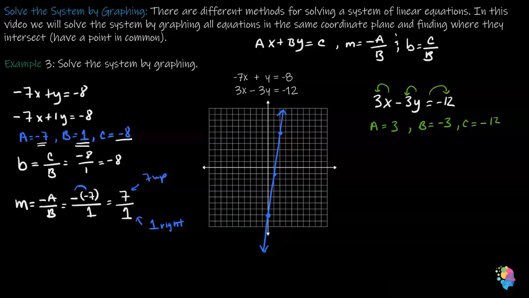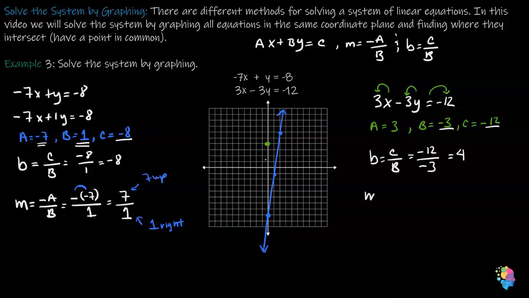We first find our y-intercept, and that's by dividing c over b. So that makes it negative 12 divided by negative 3. So 12 divided by 3 is going to equal 4, and the negative negative will make that a positive. So let's plot our y-intercept at positive 4.